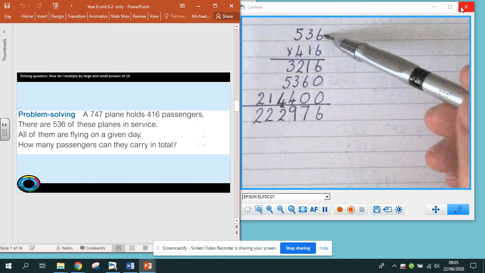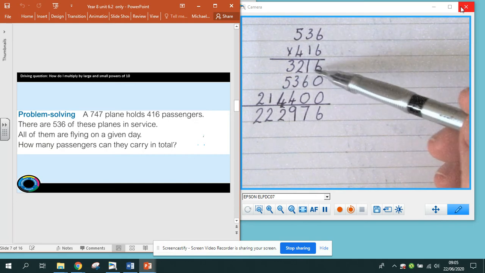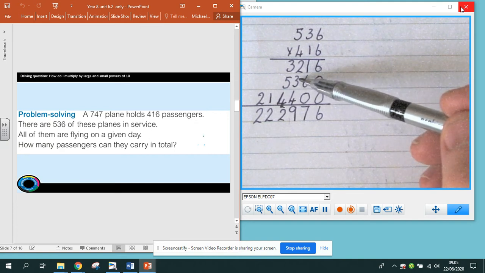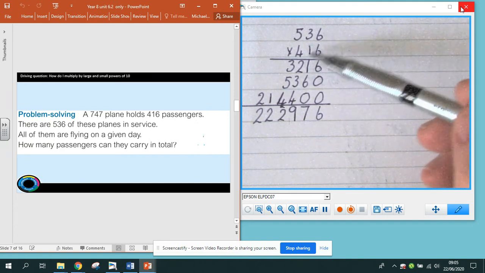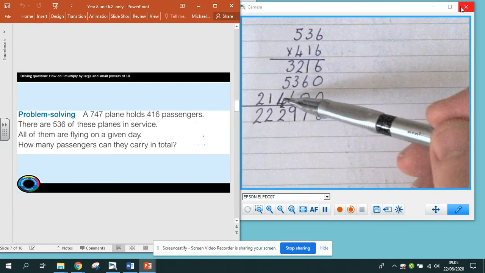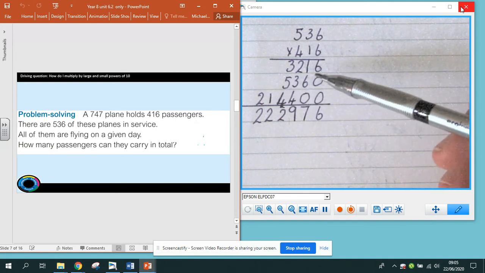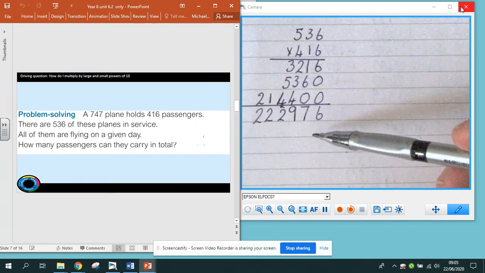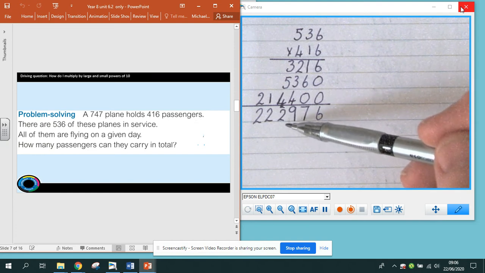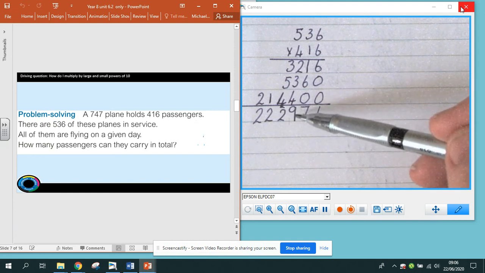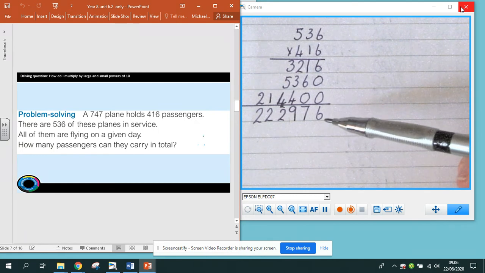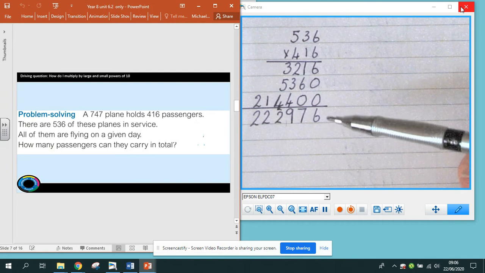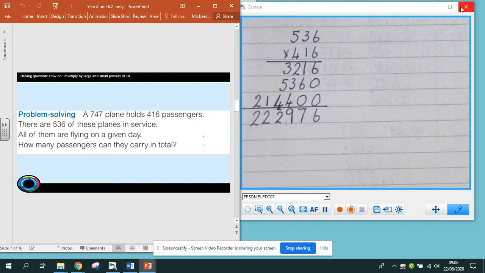First we multiplied by 6, gives us 3,216. Then we multiplied by 10, gives us 5,360. Then we multiplied by 400, which gives us 214,400. And if we add all those together, that gives us 222,976 people. If you need to pause to write down a correction, please do so now and then rejoin the lesson.